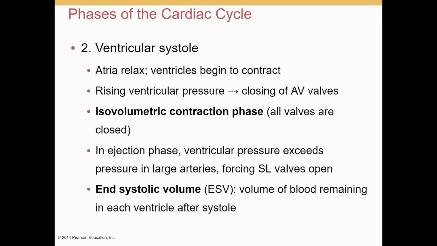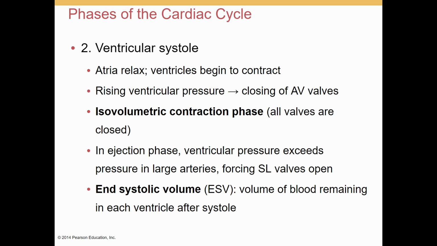As the ventricles move into systole, as they begin to contract, the atria are relaxing. There's going to be rising ventricular pressure that pushes the AV valves closed. But until there is enough pressure to push open the semilunar valves, there will be a moment in time during ventricular systole when all valves are closed. This phase of ventricular systole is called the isovolumetric contraction phase. It will lead essentially very quickly into the ejection phase, where ventricular pressure exceeds the pressure needed to push open the semilunar valves, and then blood will be ejected into major arteries.